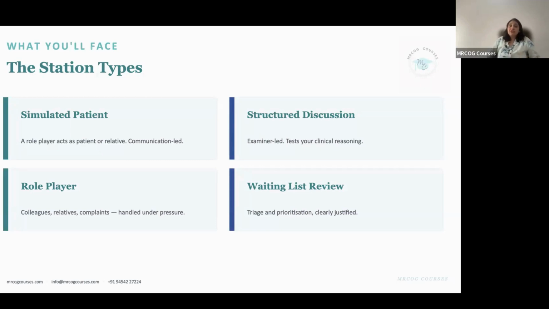Then comes the structured discussion. Structured discussion is as if we are talking directly to the examiner, directly to the consultant, and he has some case for you, and you are going to discuss that. So this could be your gynae list, this could be your labor ward prioritization, or any type of scenario where the case is there and the examiner is discussing with you. So we have the teaching, we have the role player, and we have the structured discussion tasks. These are the different tasks which we have. These waiting list reviews, like triage and prioritization, are all part of the structured discussion only.